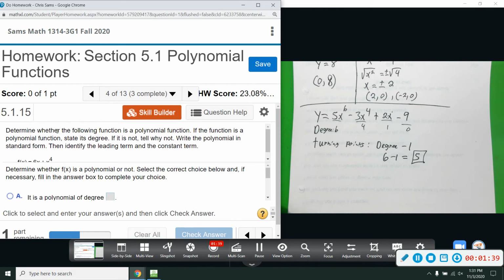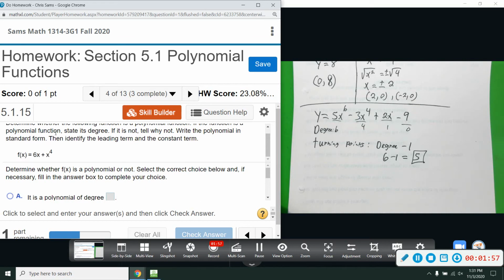Number 4, we want to determine whether the following function is a polynomial function. If the function is a polynomial function, state its degree. If it is not, tell why not. Write the polynomial function in standard form. Identify the leading term and constant term. Okay, so we have this.